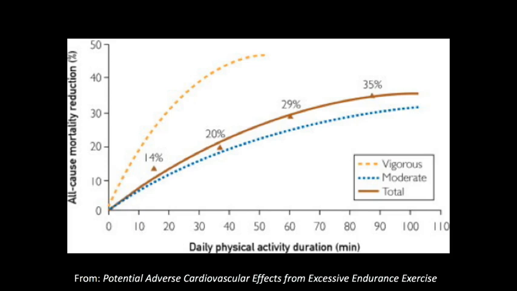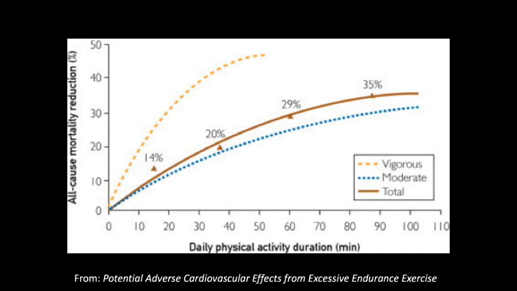Okay, so in the figure, the horizontal axis is daily physical activity duration in minutes. So along the horizontal axis, they're just plotting how long did somebody exercise. And then the vertical axis is all-cause mortality reduction. We like when mortality is reduced, so higher values are better. It's like you're even less likely to die as you move up along the graph.